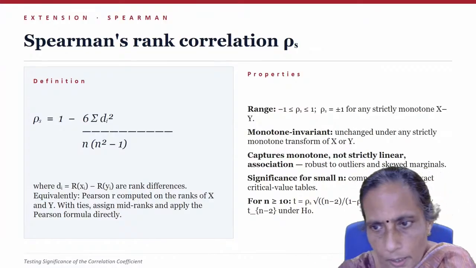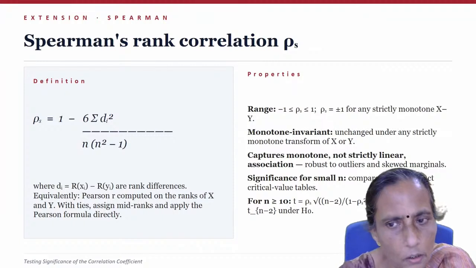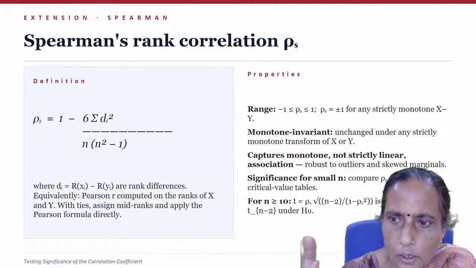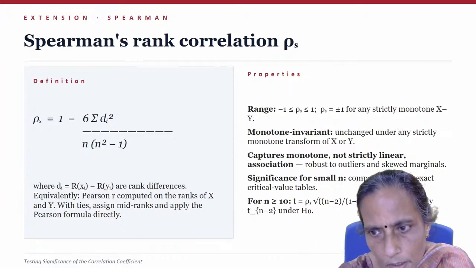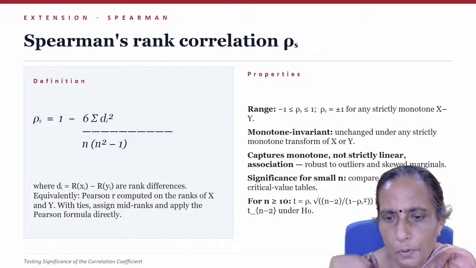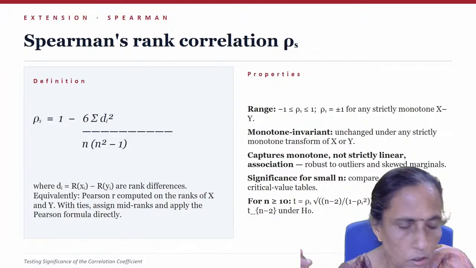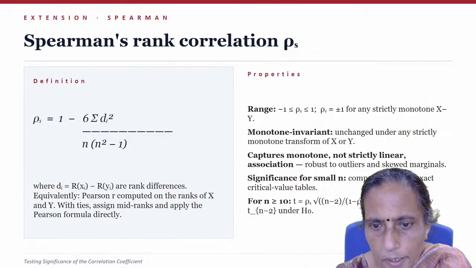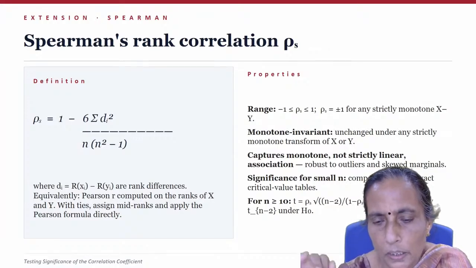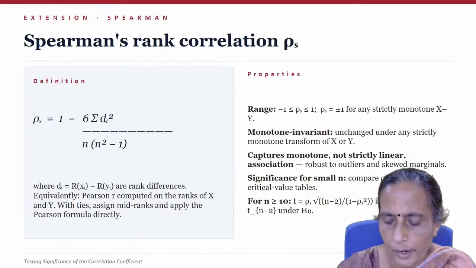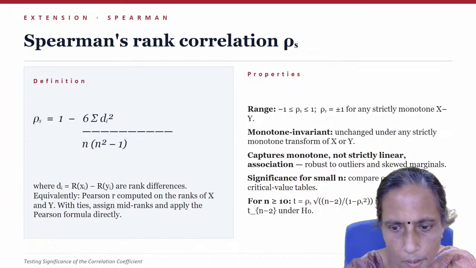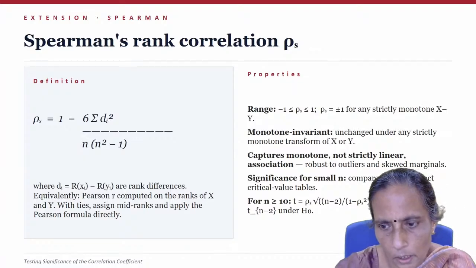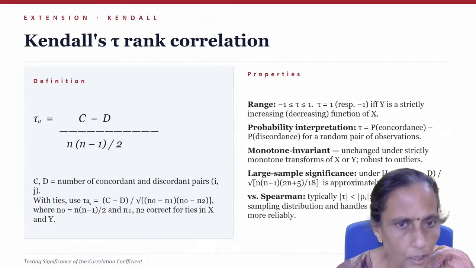So range, as usual, it is bounded by -1 and +1 for any strictly monotone x and y. It is monotone invariant, unchanged under any strictly monotone transformation of x and y. It captures monotone, not strictly linear association, robust to outliers and skewed marginals. Significance for small n, and for n more than 10, it is approximately t with n minus 2 degrees of freedom under the null hypothesis.